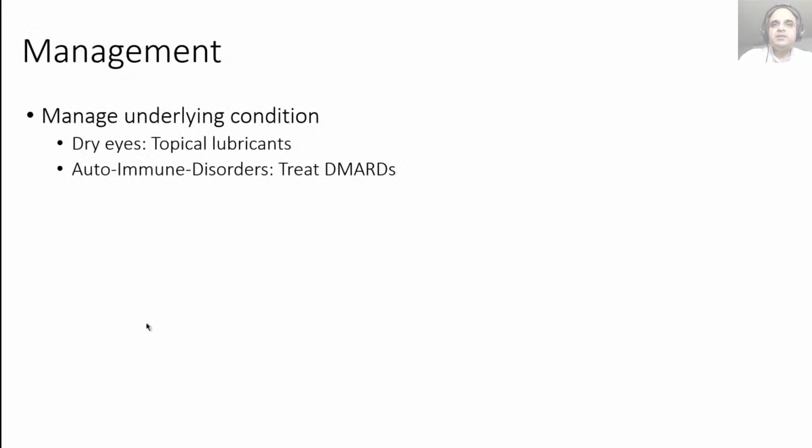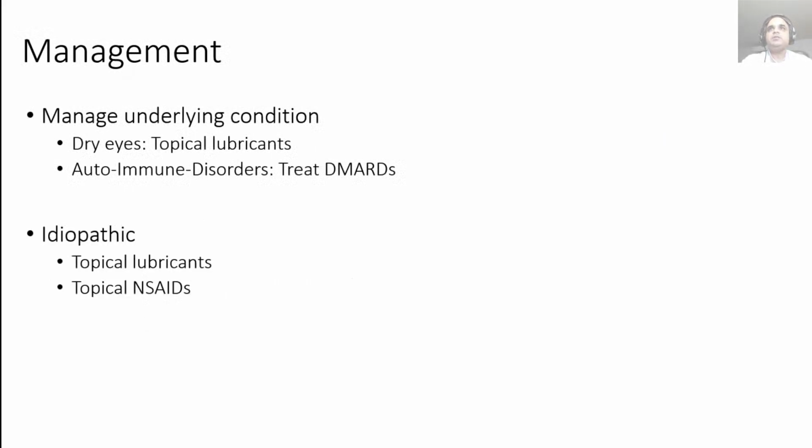So how do we manage it? If there is a dry eye, you manage it. If you have an autoimmune disorder, DMARDs; we'll talk a little bit about DMARDs when we talk about scleritis. Idiopathic is just lubricants. If lubricants are not enough, give non-steroidal anti-inflammatory drugs, which do work to shorten the course of the disease. It would go away even if you don't give non-steroidals.